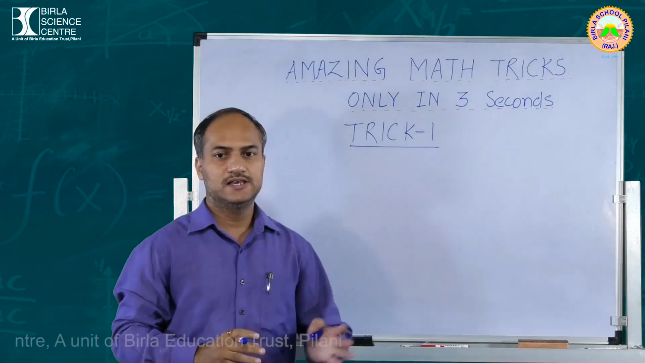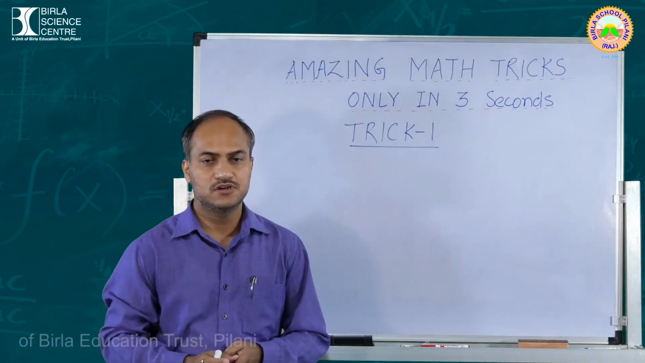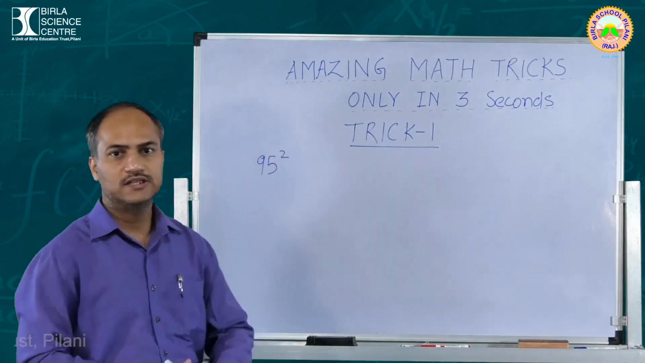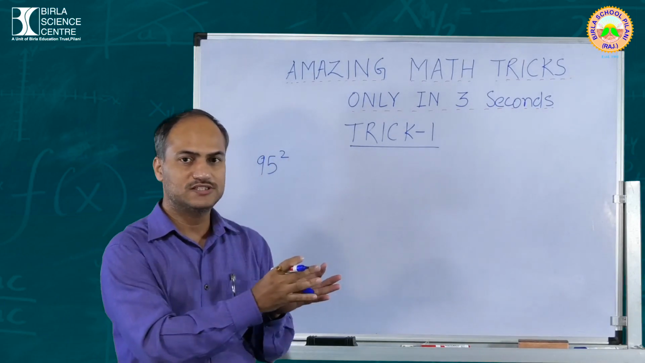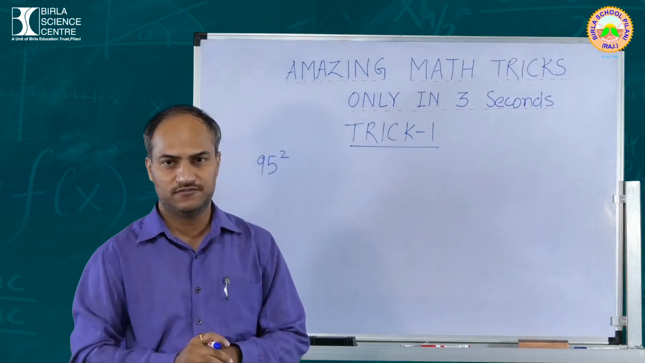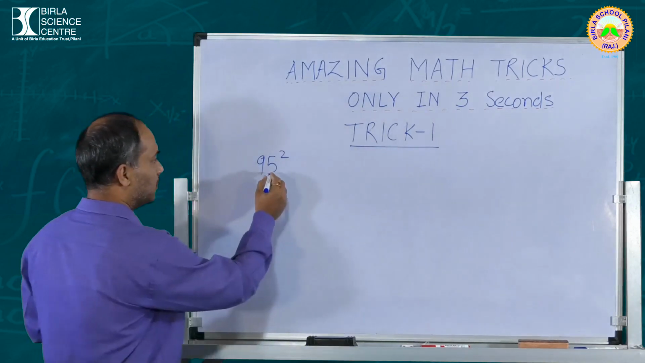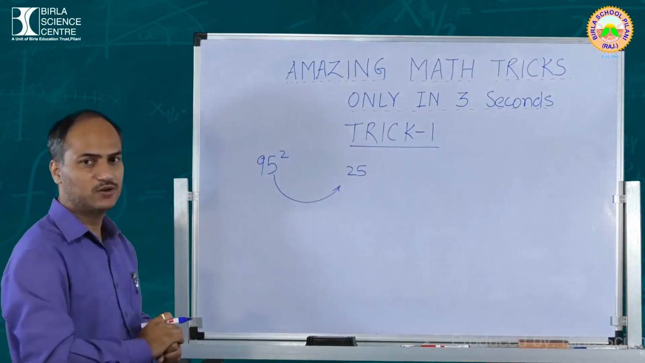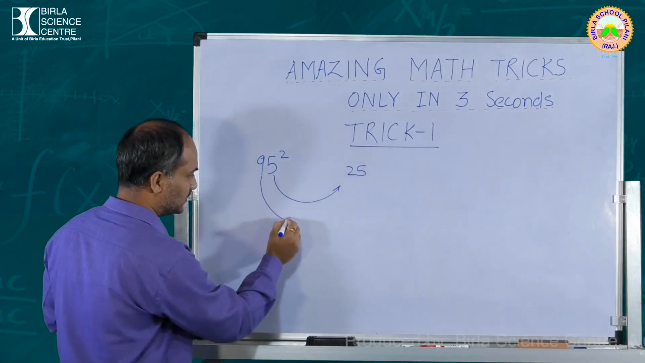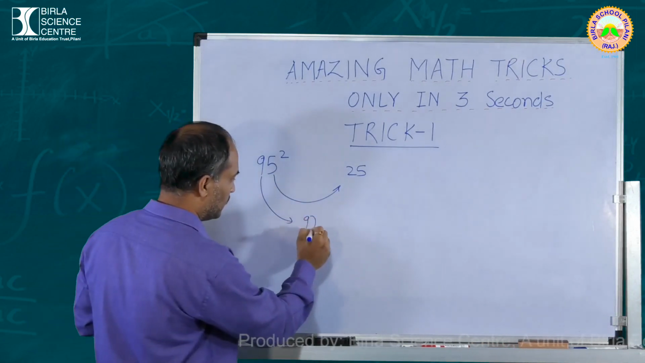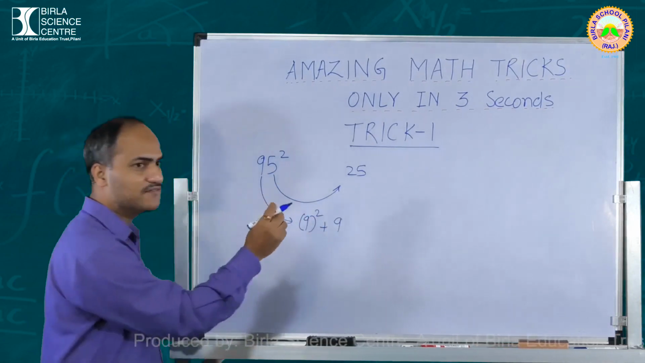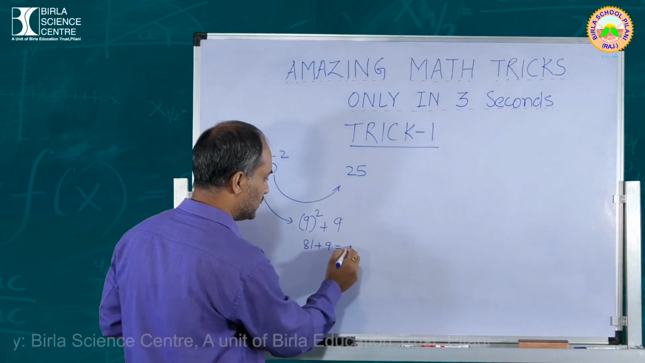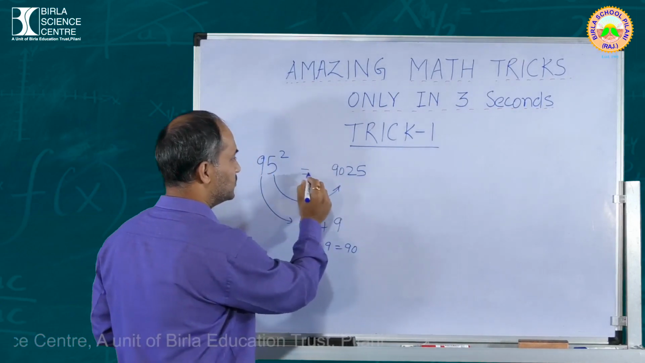So the first trick is how to square numbers which are ending with 5. Suppose we want to square this number. What is the specialty about these numbers? They are ending with digit 5. So what is the procedure for that? Here the last digit 5, we have to square this and write the value. And whatever is this digit, we have to square it and then add the same value here. So what is this? 81 plus 9, that is 90. So this is your answer.